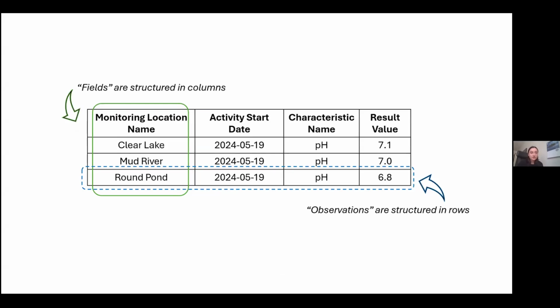So just a general note on how the data sets are structured. When we refer to fields, we're talking about these columns, and they all have unique names in DataStream, things like the monitoring location name or the activity start date. Each row corresponds to an observation or a value that you've measured. So, for example, you have a pH value of 7.1 measured on a specific date at a specific location. This is in one row.